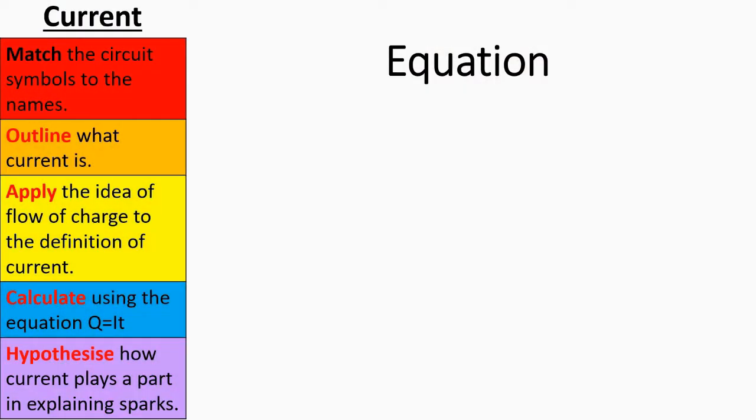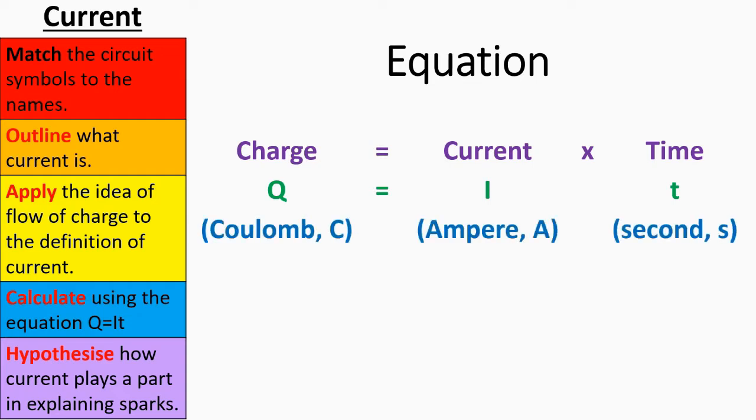So let's take a look at that equation in a little bit more detail and add the units in. So, charge is equal to current times time, or Q equals IT. The units are as follows. Charge has a new unit, the coulomb, capital C. Current has the unit of an amp or an ampere, which is a capital A, and time is measured in seconds, which is a lowercase s.